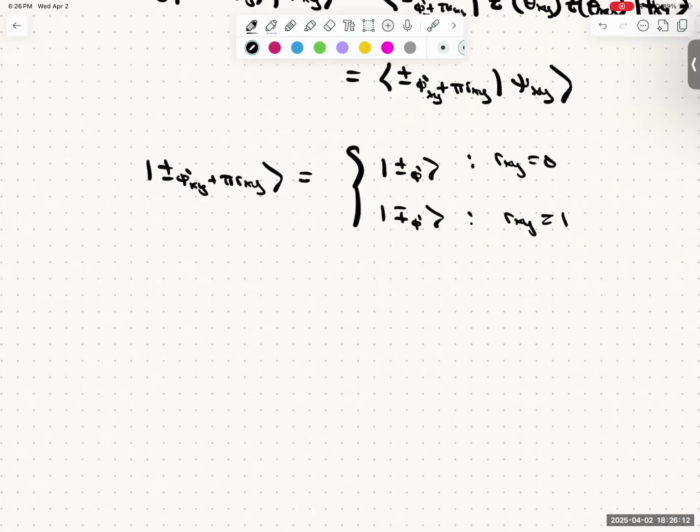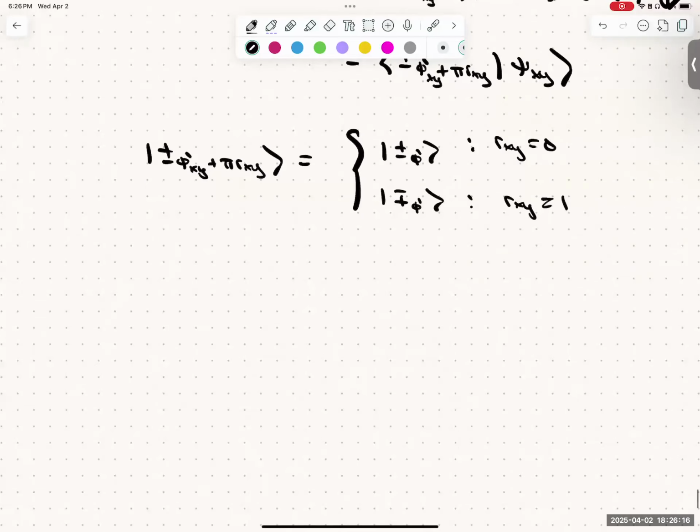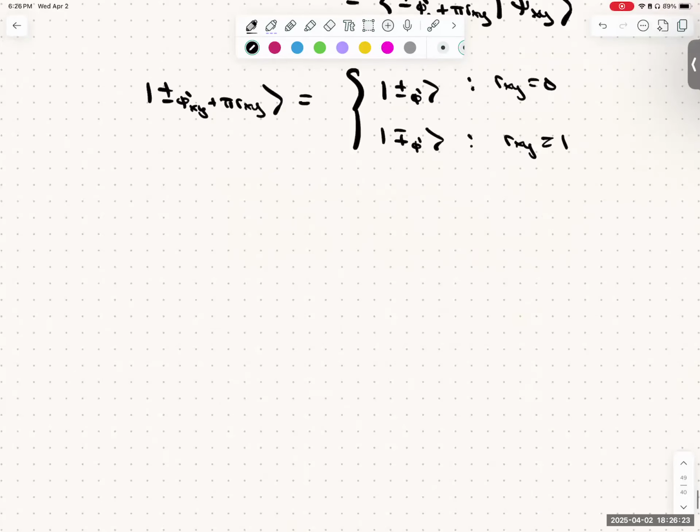So when Alice flips her outcome if rxy equals 1, then we have the same exact outcome that we would have had if Alice had just been performing this herself and was able to measure in the phi prime basis. Is this okay?